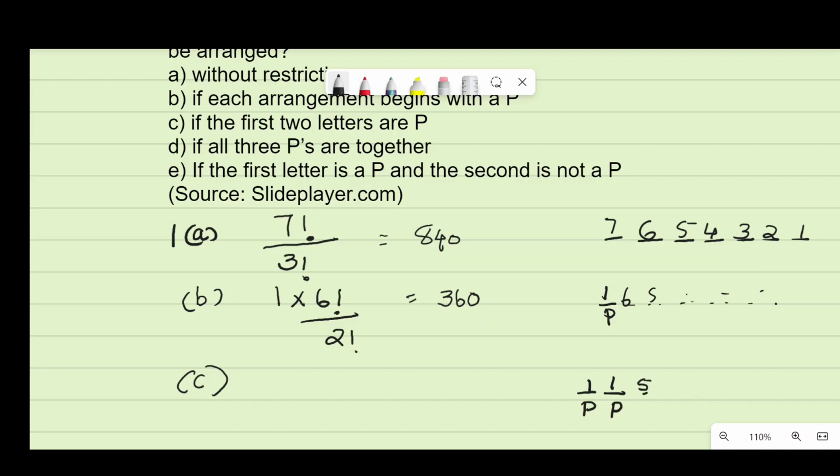So it's going to be 5, 4, 3, 2, 1 now. So the last part is going to be 5 factorial. Do you have to divide this time? Check: you already took 2 P's for the first 2 positions, so in the remaining 5 letters only 1 P is remaining, so no repetition, and you don't need to divide. The first position is filled by 1 P, the second position by another P, so that is the answer. The final answer will be 120.